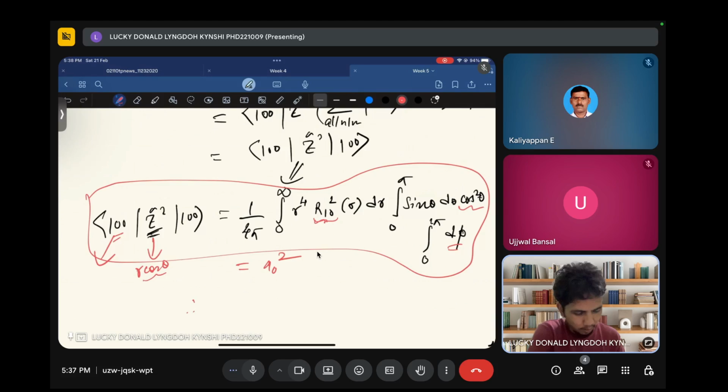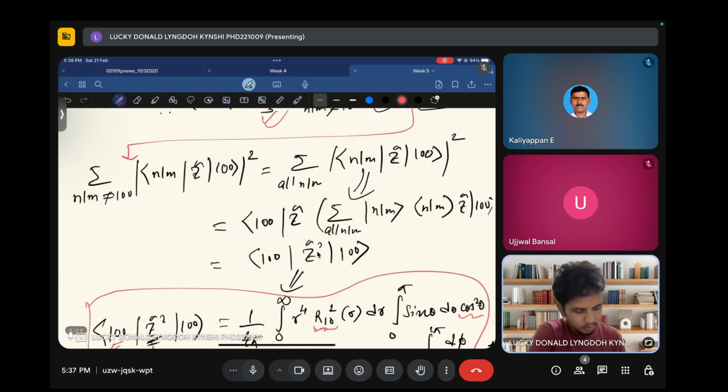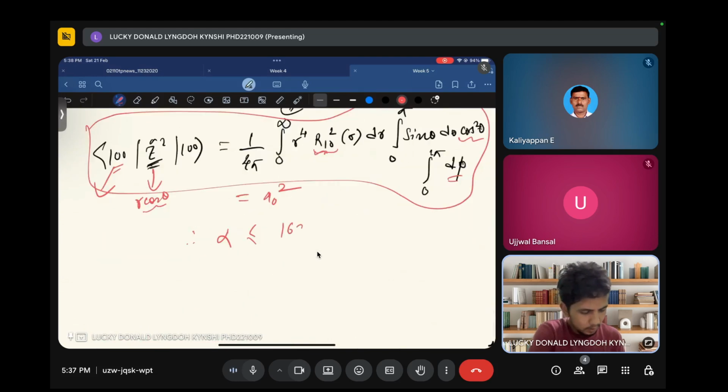Then therefore alpha is less or equal to, this is 16 a naught by 3, 16 a naught divided by 3 into this term also will be here, a naught square, will be less or equal to 16 a naught cubed by 3.